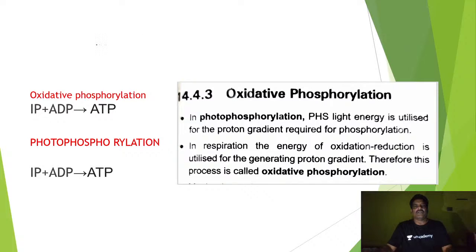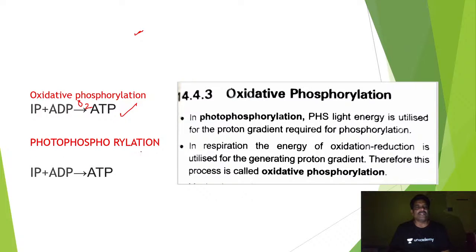Here our topic is oxidative phosphorylation. In oxidative phosphorylation, what is happening? Inorganic phosphate combines with ADP, forming ATP. So this addition of inorganic phosphate to ADP to form ATP is called oxidative phosphorylation. Here oxygen is involved. So in the presence of oxygen, this phosphorylation takes place. Ultimately, these ATP molecules are generated here. This is oxidative phosphorylation.